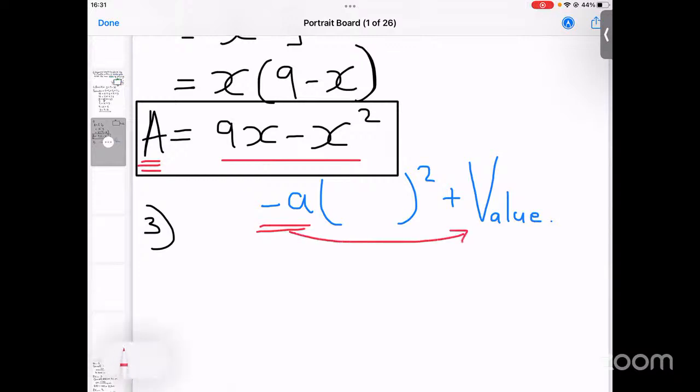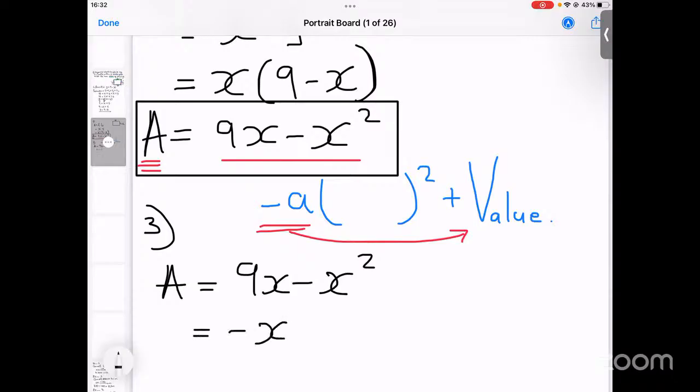So how are we going to do that? Let's see. Let's just rewrite it nicely in the standard format. So let's say area formula. The formula for the area, we've just calculated it. It is that. Hope you agree with me on that one. So to rewrite it nicely, we will write it as negative x squared plus 9x.